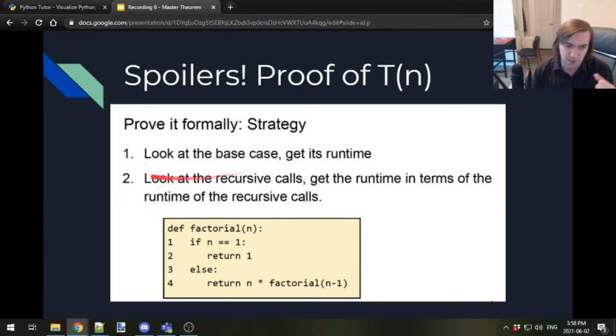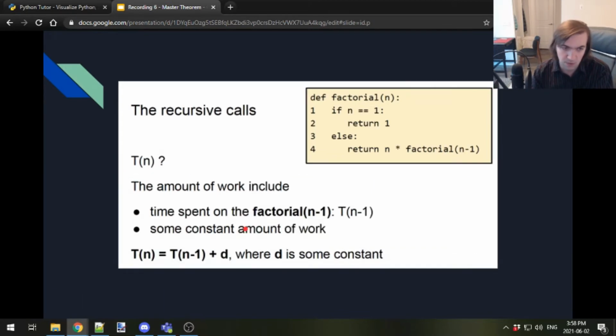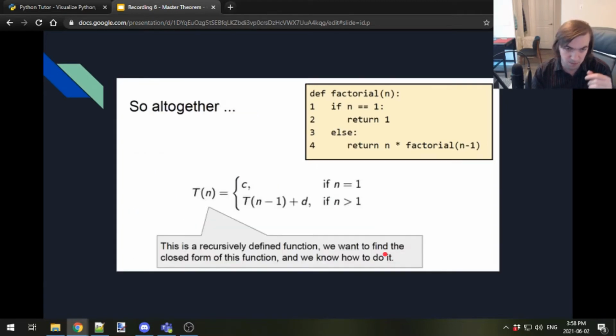Let's prove it formally. We want to look at the base case, get the runtime of that, look at the recursive calls, get their runtime, and then move forward from there. So base case is constant, so we'll have t of 1 is c. Recursive calls, we have t of n minus 1 plus d, where d is some constant. Okay, so altogether, we can declare our recurrence to be equal to c, where n is 1, and t of n minus 1 plus d, where n is greater than 1.